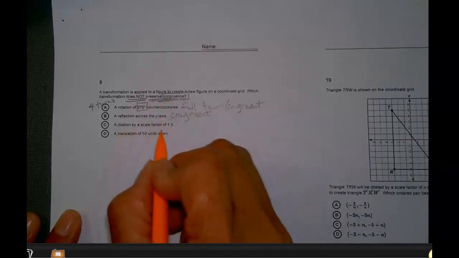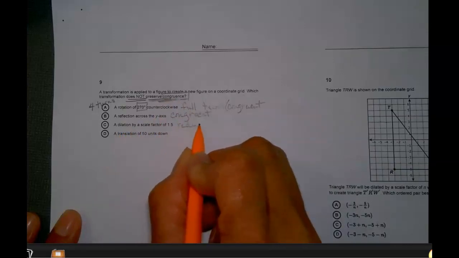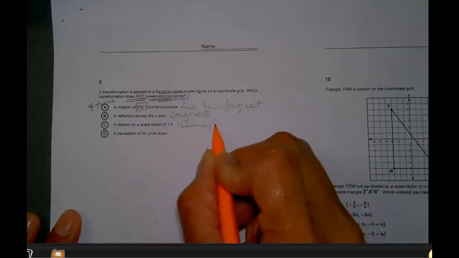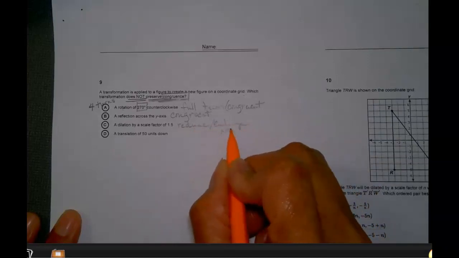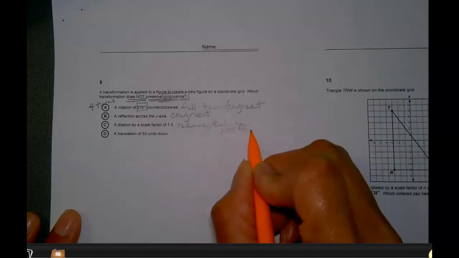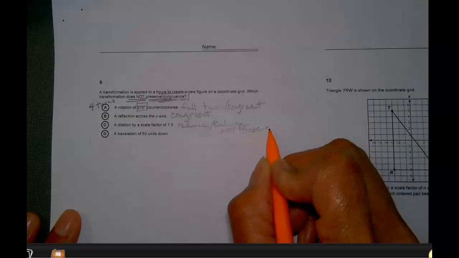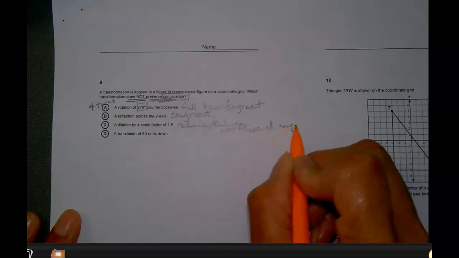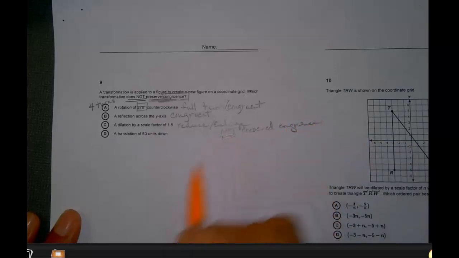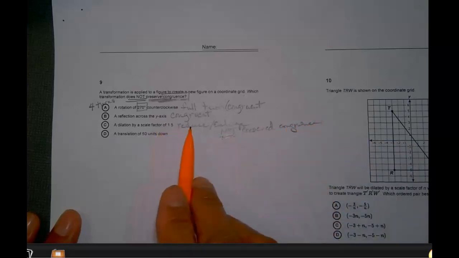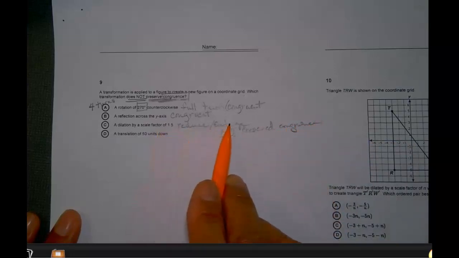A dilation is either going to reduce or enlarge. So we know that does not preserve congruence. So that will be a not. So the congruence is not preserved because it either got smaller or larger.